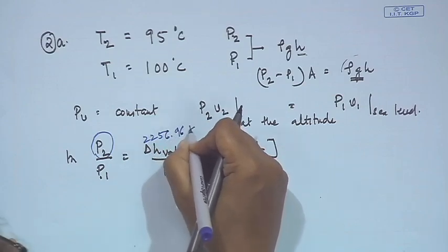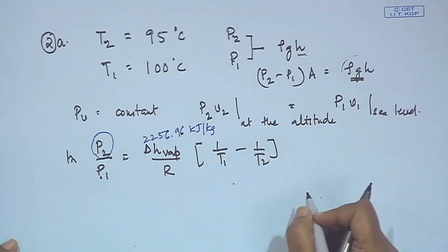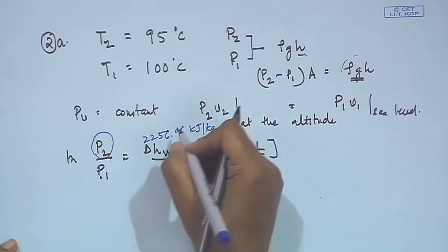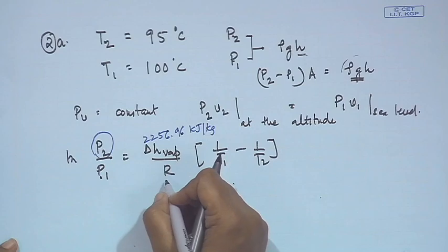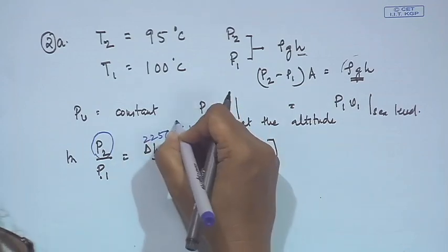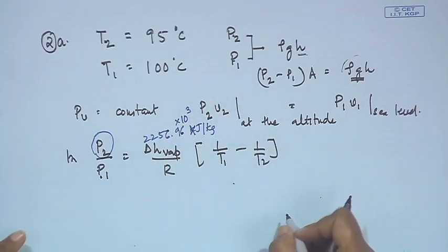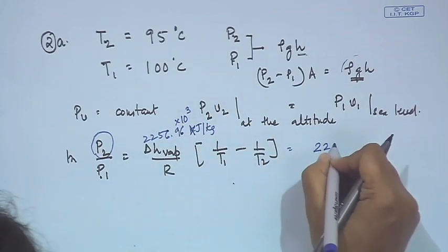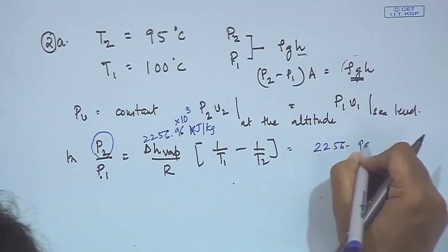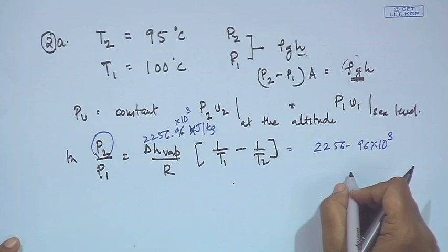2256.94. In this case, just note that it is given in kilojoules per kg, right. So, it is better you convert it to joules, because we know R in terms of joules. So, this becomes 10 to the power 3 joules per kg, right. So, this is 2256.96 into 10 to the power 3 joules per kg.